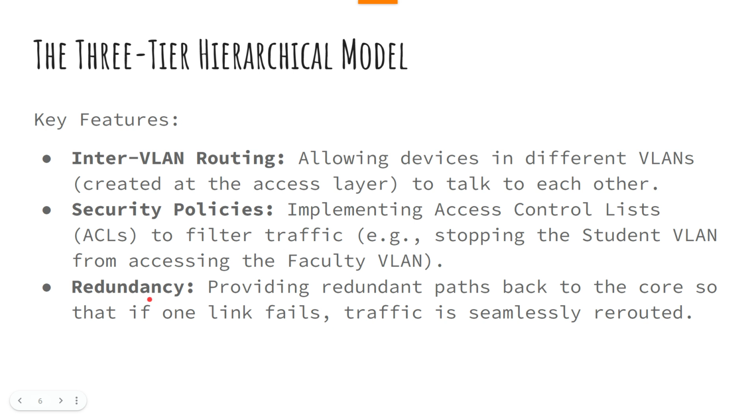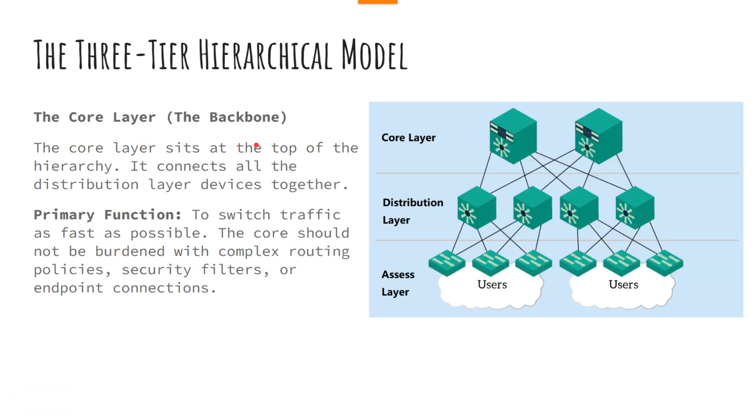Coming to the core layer, which is also known as the backbone of the network. The core layer sits at the top of the hierarchy. It connects all the distribution layer devices together. Now, what is the primary function of this core layer? To switch traffic as fast as possible. So therefore, the routing tables or the switching tables at the core layer should be minimum. You don't want to have a very extended switching table because the lookup time will increase.